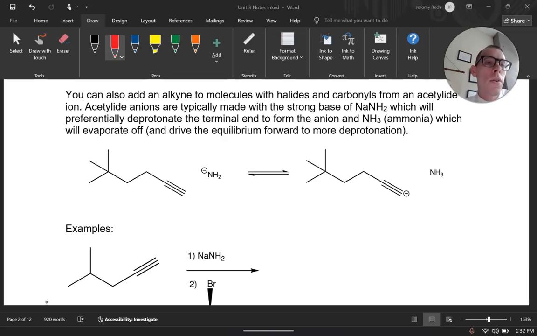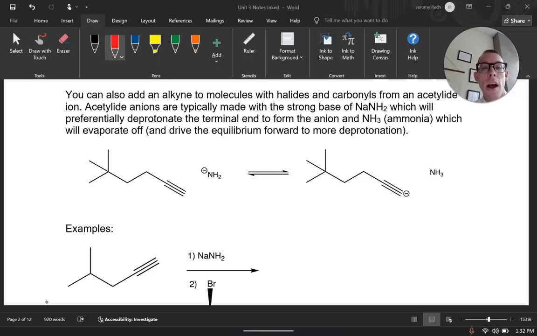So in our last video, we talked about different ways to make alkynes. Now let's start thinking about ways in which we can actually use them to do reactions. One of the most common ones to see is going to be an SN2-like reaction where we use a base. A really common base is sodium amide, the exact same thing that we used in our last video to do our terminal alkyne formation.